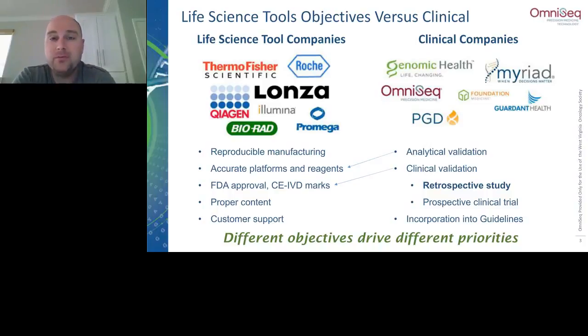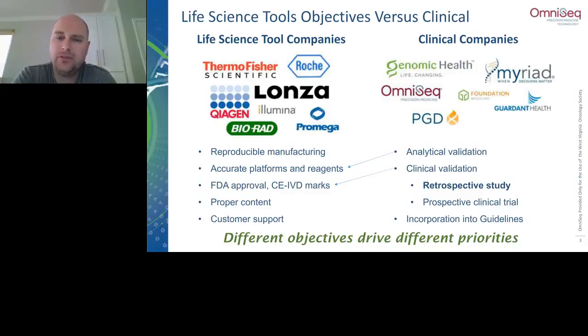On the flip side, as we look at clinical companies, they have different objectives in mind. So first, for any assay that a molecular diagnostics company produces, they typically have to demonstrate analytical validity and clinical validity, which is demonstrated by the two subpoints I have there, a retrospective study and a prospective clinical trial. And then the ultimate goal is to be incorporated into guidelines such as NCCN and others that ultimately lead to these assays being included in the standard of care.